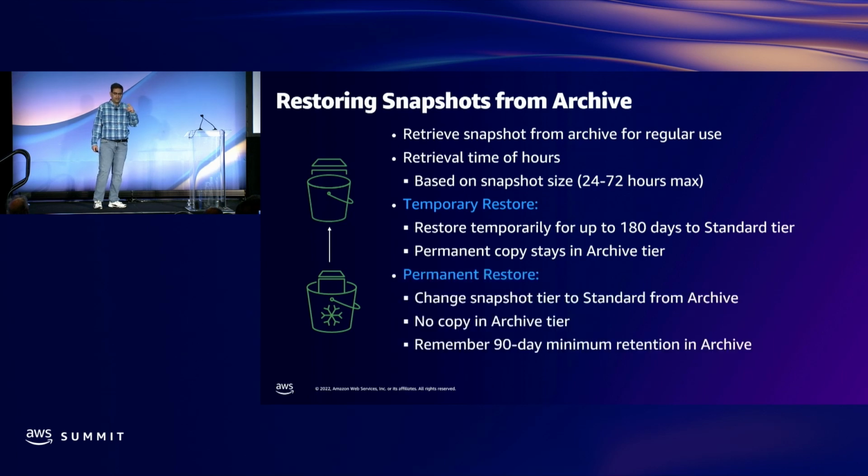And then a second option is permanent restore. You change back from snapshot tier to standard. There's no copy left in the archive tier. And then you just have to remember the 90-day minimum period for retention in archive.